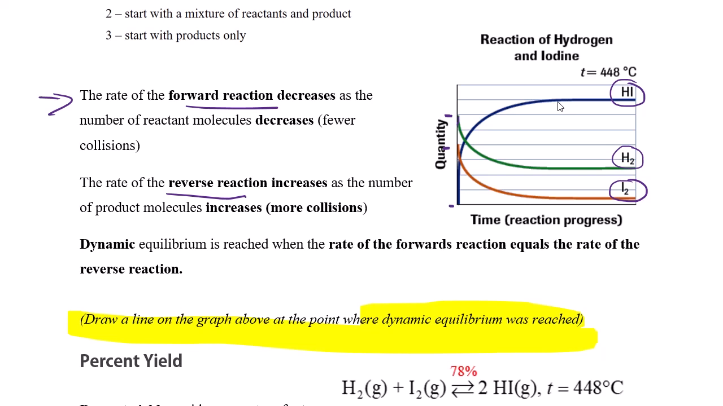That means that these lines have to be level, and they're not level until maybe about here. So maybe at this time here, I can draw a straight vertical line. This time here is when I would say that equilibrium was reached in this reaction. And we might give you a graph with a time scale on it. So maybe this is 5 minutes. 5 minutes in, this reaction reaches equilibrium because my overall quantities of reactants and products aren't changing after that point.